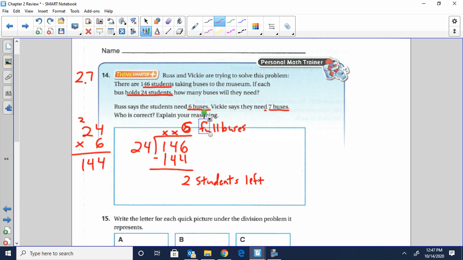So if we're interpreting the remainder, how many buses do we need so that every student will be able to go on the trip? We need to get 1 more bus for the 2 extra students. So we are going to get 7 buses. And the person that was correct was Vicky.